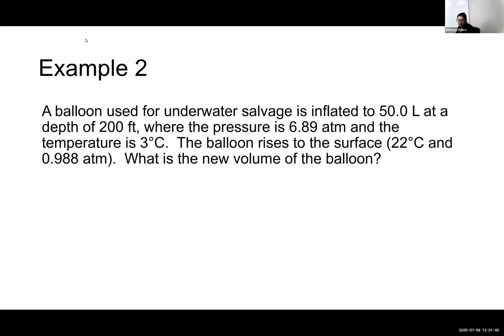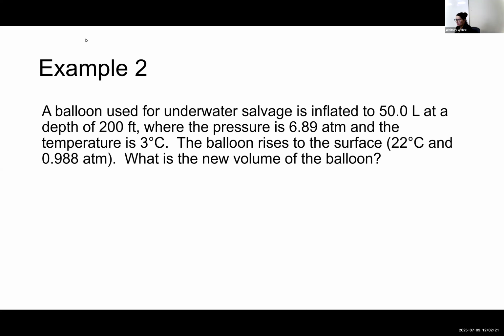So let's look at this question. I do want to point out that as we get further on in chemistry, some things are going to be relevant to the question itself, but not relevant to how we solve for it. This question gives you that. It says a balloon used for underwater salvage is inflated to 50 liters at a depth of 200 feet, where the pressure is 6.89 atmospheres and the temperature is 3 degrees Celsius. The balloon rises to the surface, which is 22 degrees Celsius and 0.988 atmospheres. What is the new volume of the balloon?